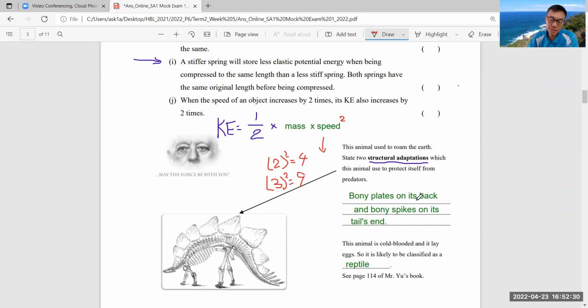Okay, so in other words, an object that is at a high speed, although maybe small in size, its kinetic energy can increase significantly because of this kinetic energy formula. Half multiplied by the mass in kilograms and speed in meters per second. So this formula is not needed for PSLE, but it's good to know how speed will affect the kinetic energy of the object. Okay, so let's continue to the next section.